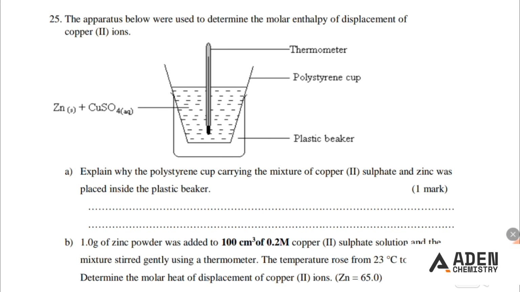In question number 25, we are told the apparatus below were used to determine the molar enthalpy of displacement of copper(II) ions. We have plastic beaker, we have polystyrene cup, we have the thermometer there, and we have here zinc with copper(II) sulfate solution. So part A, we are told explain why the polystyrene cup carrying the mixture of copper(II) sulfate and zinc was placed inside the plastic beaker. And the reason is, in order to minimize the heat loss from the system to the surrounding. That's the reason.